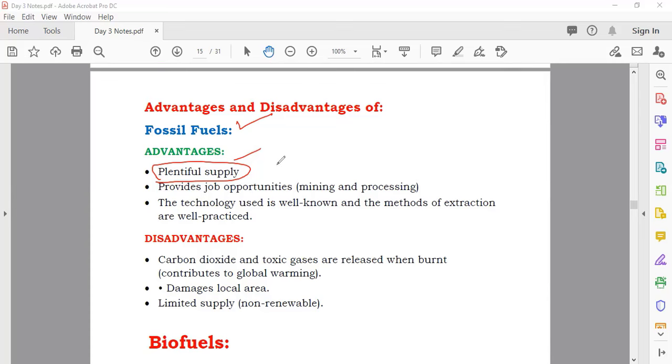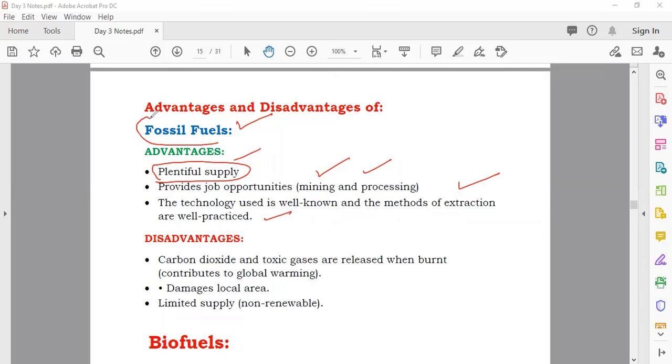Number two, provides job opportunities, mining and processing. For example, if you want to use the fossil fuels, you have to take it from the ground. And for that, you need the people. It means fossil fuels create a lot of jobs for the people. Number three, the technology used is a well-known method of extraction, well practiced, because people have been taking this for maybe more than 100 years, so they know how to take it. So now it is easy to take out.